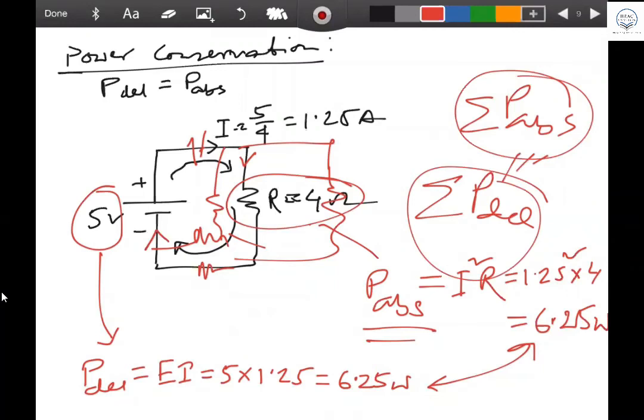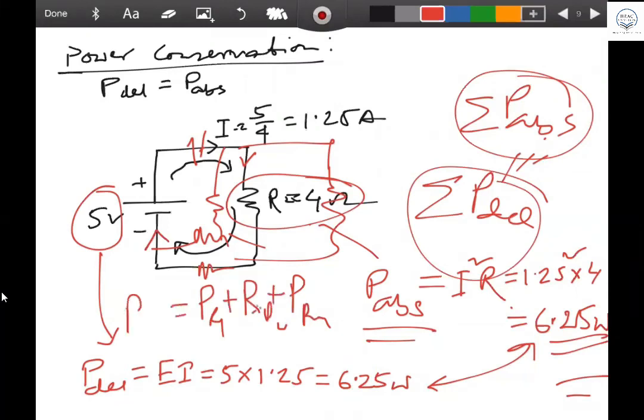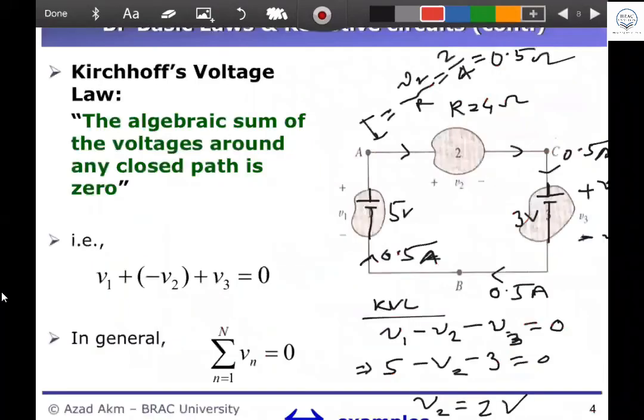This is called the conservation rule in a circuit. So power conservation in a circuit means you have to find the power of each element individually. If there are 3 resistances, you have to find and add PR1, PR2, PR3. That is the summation of P absorb. Got my point? Like the battery power: one battery, second battery, you add them together.